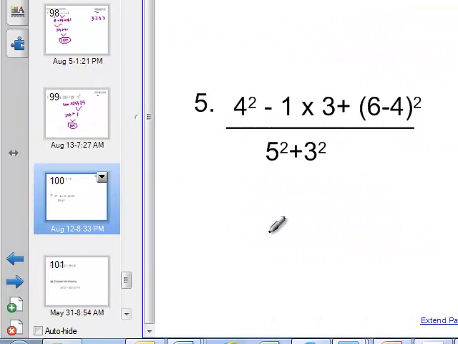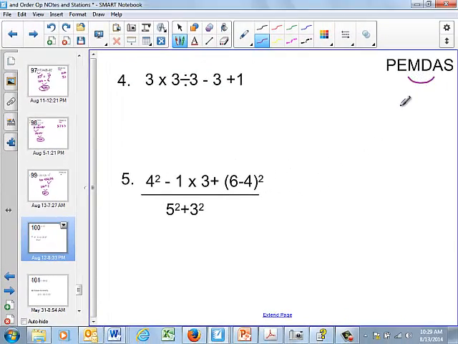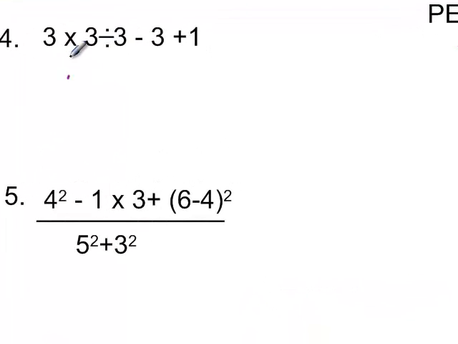Okay, go ahead and write down number 4. For number 4, we don't have any parentheses or exponents, so we come to the multiplication and division where we have to go left to right. So the first step is the multiplication because it comes first. Three times 3 is 9.